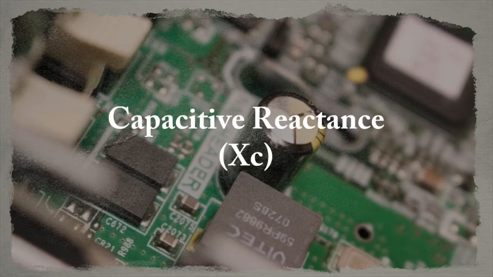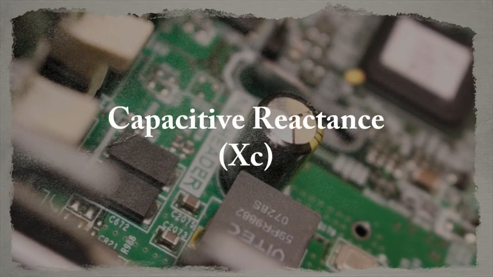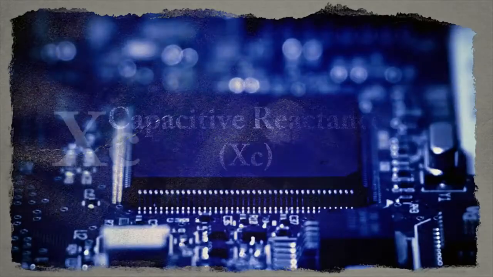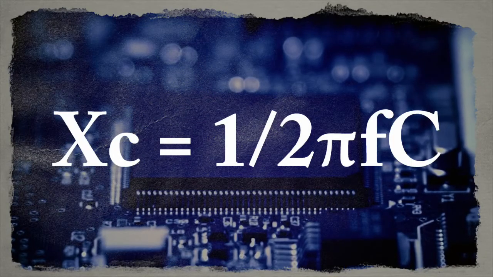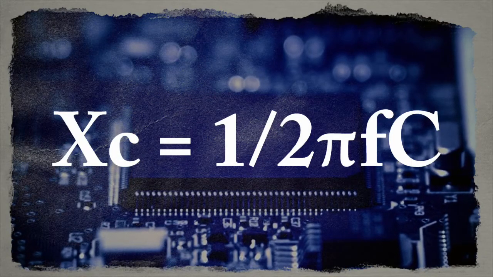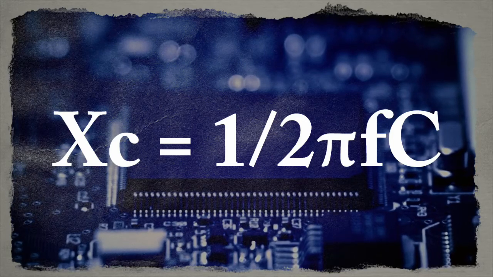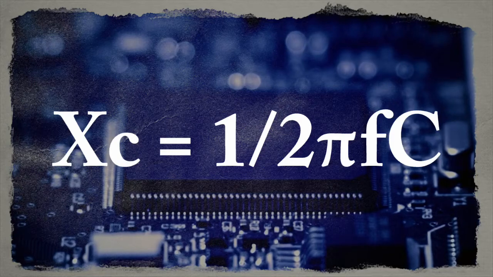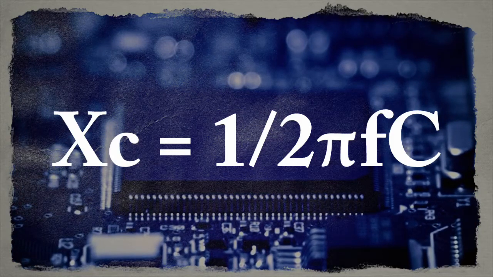Capacitive reactance is the measure of the opposition to alternating current. Its symbol is Xc and it is measured in ohms. A capacitor offers less opposition to alternating current when its capacitance is large, and the frequency of the alternating current is high. The capacitive reactance can be defined by the equation shown.